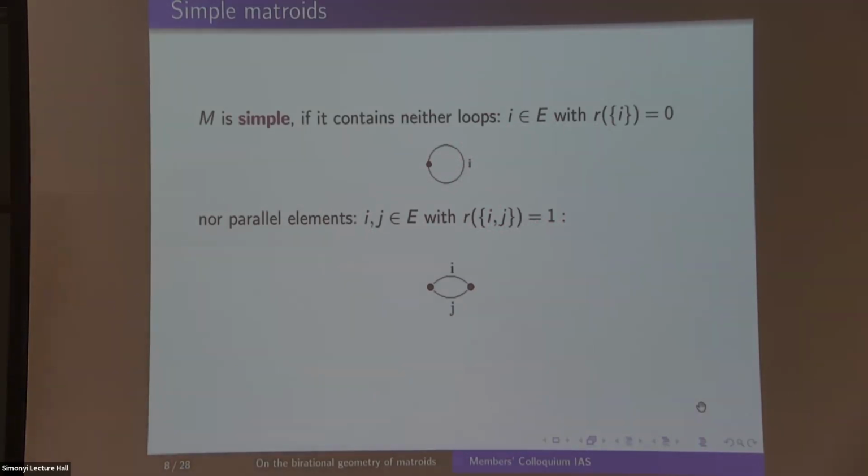That is not a very terrible restriction, because if you start with any matroid, you can always define a semi-simplification by just getting rid of the loops and removing one of the parallel edges. So for us, this doesn't exist. If you have graphs, they don't have multiple edges and they don't have loops.